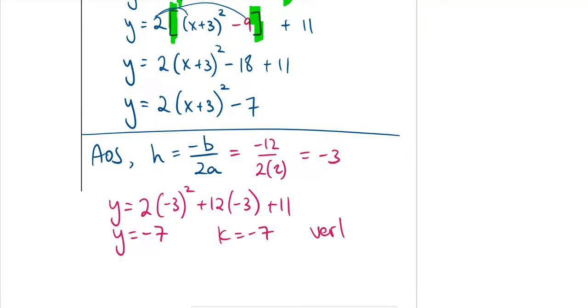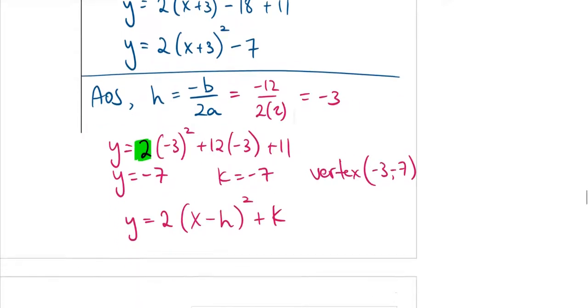So the vertex is negative 3 and negative 7, which means the equation is y equals, use the same a value as in the standard form, so the 2. So y equals 2 times x minus h squared plus k. If we know h is negative 3, we're going to say y equals 2 times x minus negative 3, which becomes plus 3. The double negative becomes plus. So x plus 3 squared, and then minus 7 for k, so minus 7 at the end.